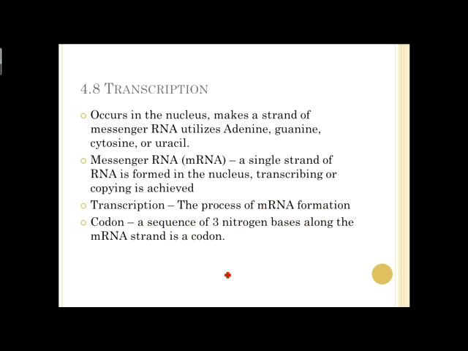Transcription occurs in the nucleus and makes a strand of messenger RNA, which utilizes adenine, guanine, cytosine, and uracil: A, G, C, and U. Messenger RNA, a single strand of RNA, is formed in the nucleus. Transcribing or copying is achieved. Transcription is the process of messenger RNA formation, and a codon is a sequence of 3 nitrogen bases along an mRNA strand, and that is considered a codon.